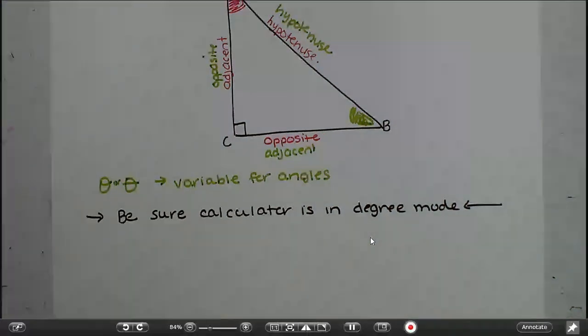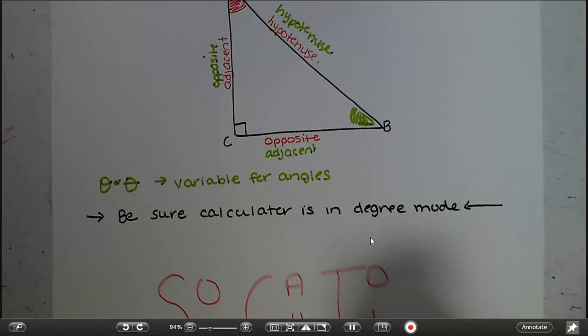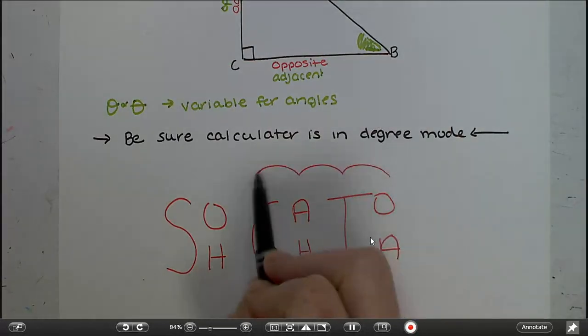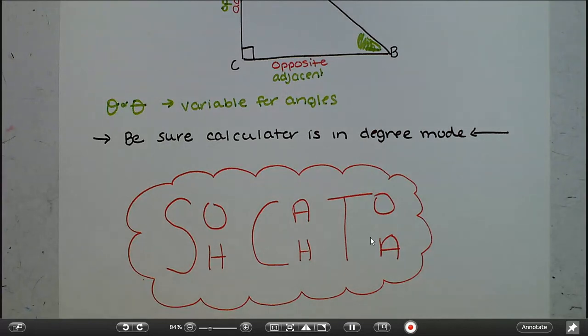And the last thing on this page, I just want you to write this, and hopefully it brings back memories. So, SOH CAH TOA. All right, and that is the little word that we all use to remember that sine is opposite over hypotenuse, cosine is adjacent over hypotenuse, and tangent is opposite over adjacent.